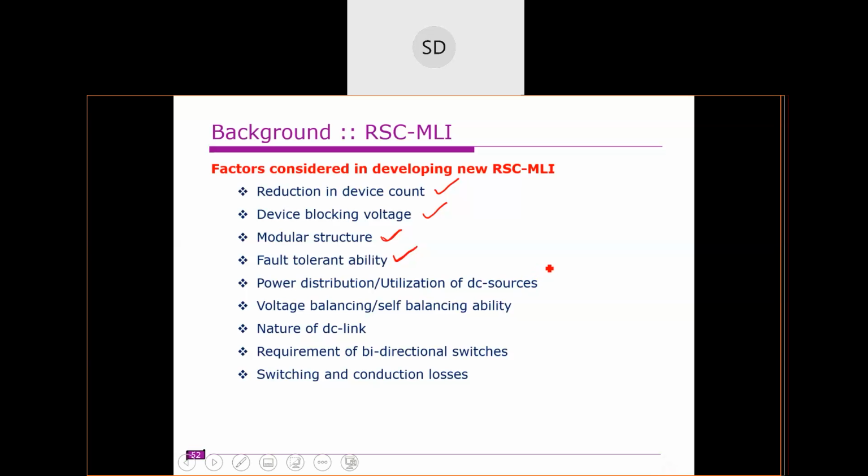Then distribution and utilization of DC sources. Whatever DC sources are present in the inverter must exhibit the same power. Then voltage balancing and self-balancing ability, in case you are using a capacitor, so that it must be self-balanced. Also the nature of the DC link, the requirement of bidirectional switches, and reduction in switching losses and conduction losses. These are the main motivational factors for reducing the switch count.